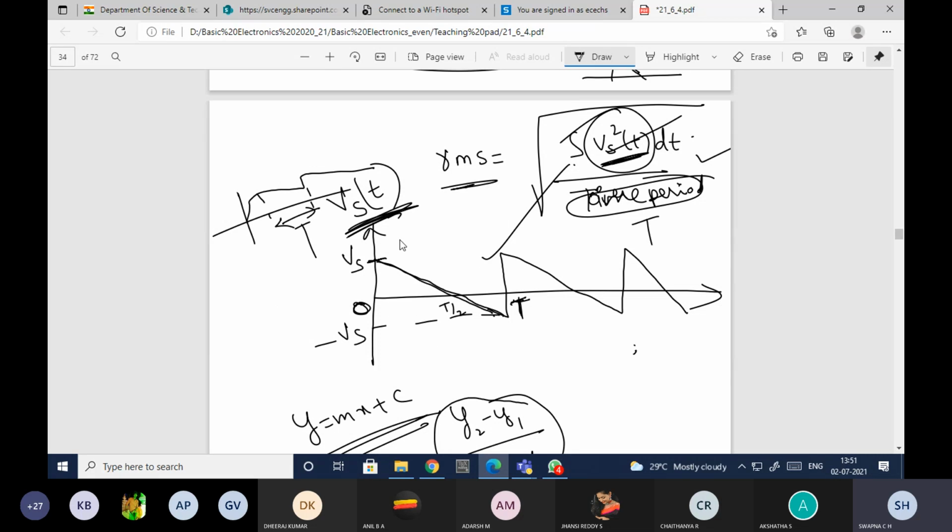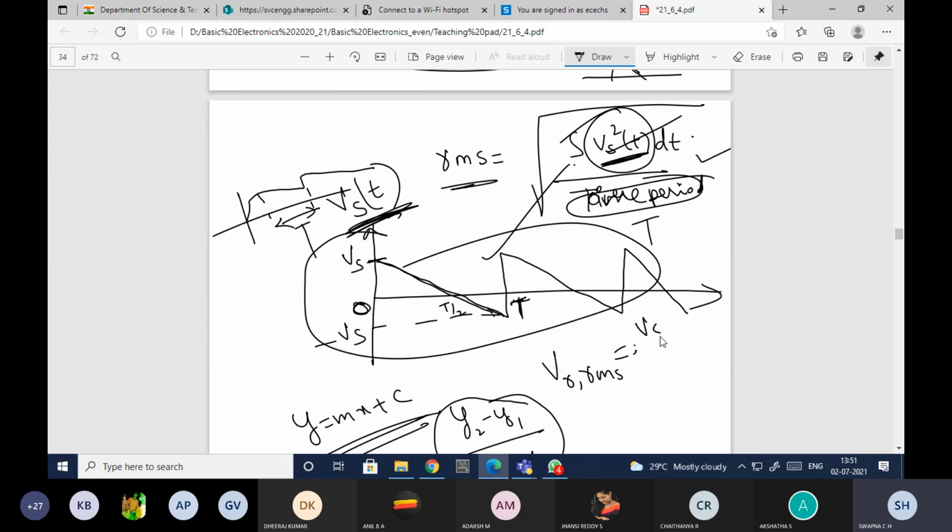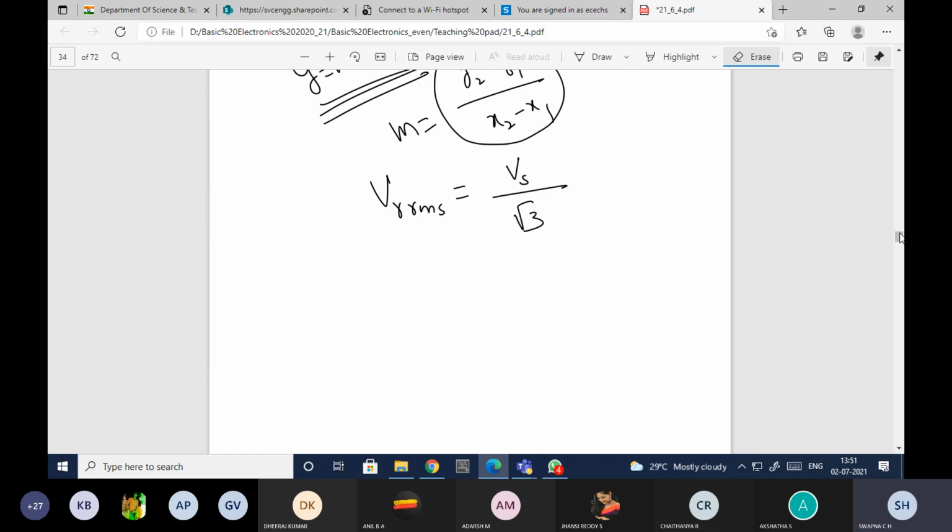So if you try to find the RMS value of this, which is nothing but the ripple, it will be equal to Vs by root 3. This much you need to write in the exam. You need not derive the complete derivation. I have derived it only for your reference.